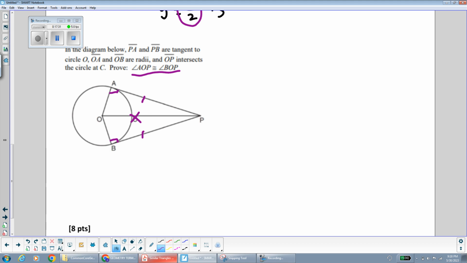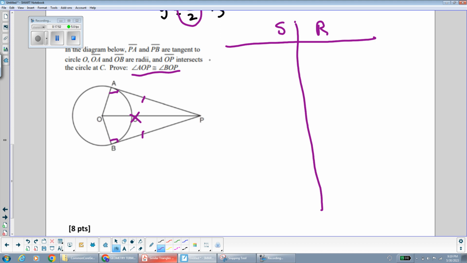Now, if you want to use HL in your proof, you need to state that the triangles are right triangles. You actually need a step that says the triangles are right triangles, and this is how I know. Let me write this up. Okay, so first step is my givens. And when I write it up, I'm going to use the SSS. Actually, I'll do the HL one.